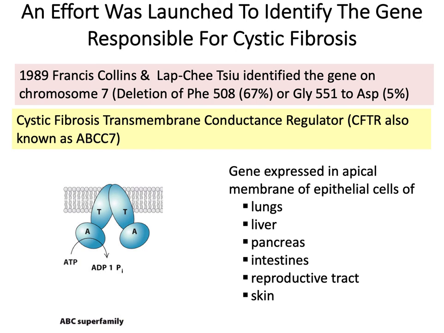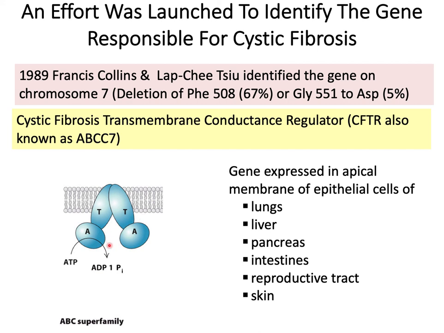So here is a structure of the CFTR, the chloride transporter. Again, it is a member of the ABC superfamily, so it has characteristic transmembrane domains and the 2 ATP binding and hydrolysis domains, and it is expressed in the lungs, liver, pancreas, intestine, reproductive tract, and the skin. So not surprisingly, you see the pathology of cystic fibrosis.